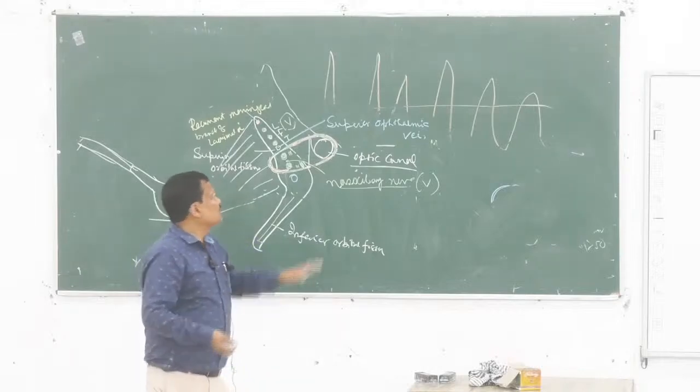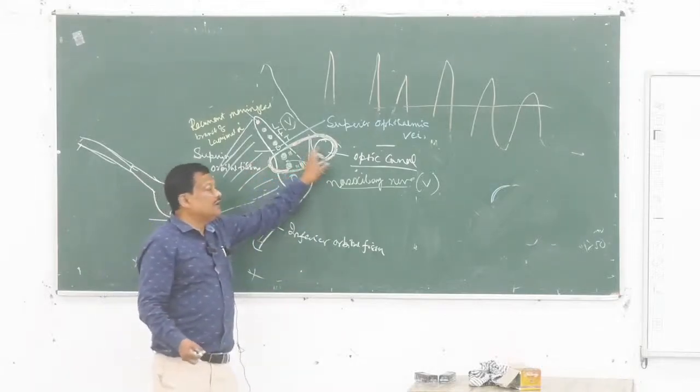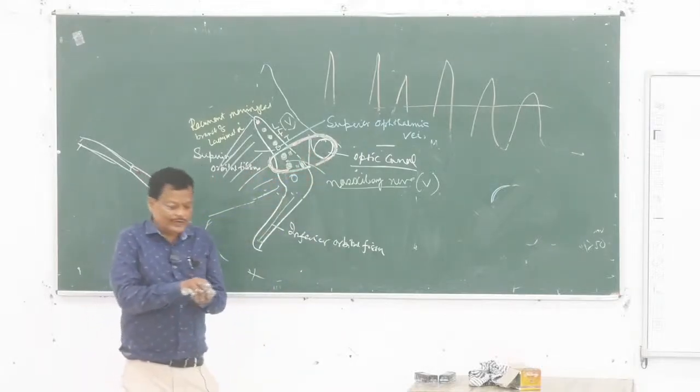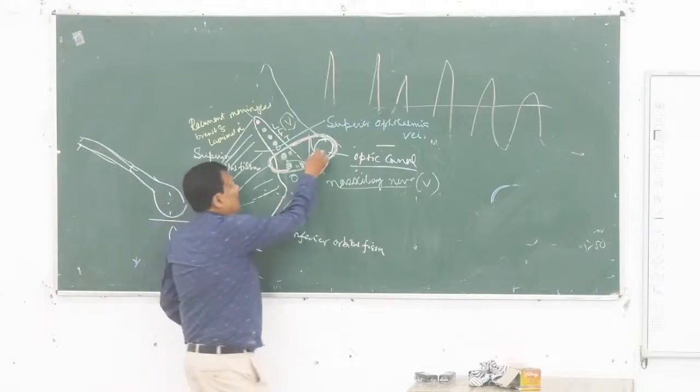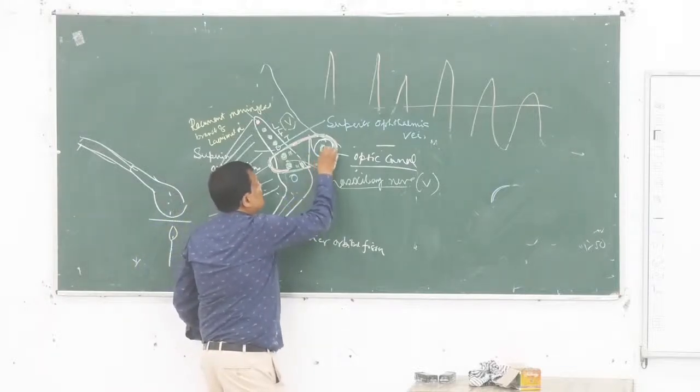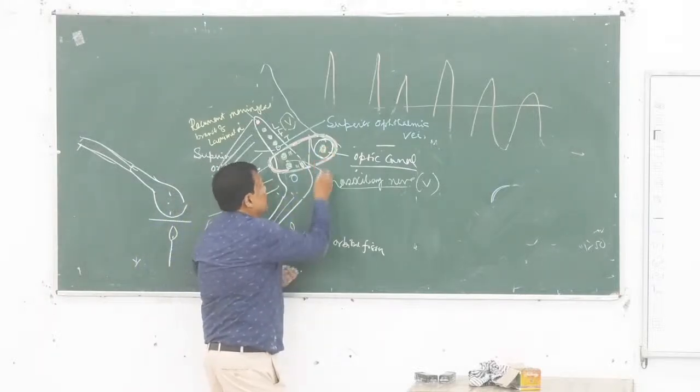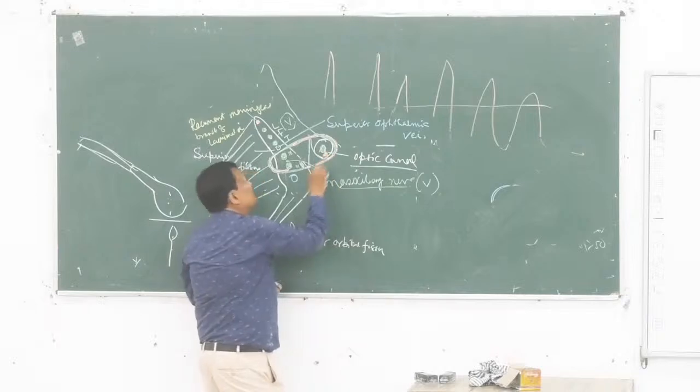Through the optic canal passing the optic nerve along with meninges and the ophthalmic artery.